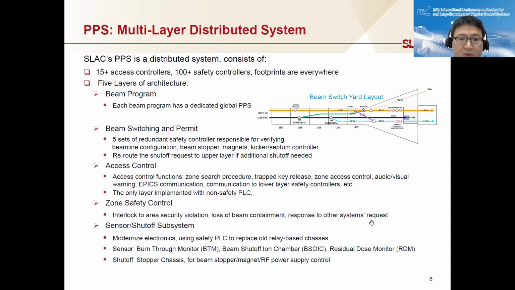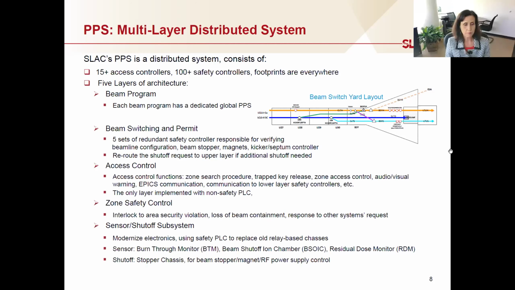And the second layer is the beam switching and the permit. All the beam switching and the permit is carried out in the beam switch yard. In the beam switch yard, because we have 2 beam sources, LCLS-I, the copper linac, and LCLS-II, the superconducting linac, either of the beams can be kicked to the soft X-ray line or hard X-ray line to generate a soft X-ray beam or hard X-ray beam. So the beam switching and permit system is responsible for judging if the beam line configuration is correct, and it also drives the permits for those kickers, septums, and beam stoppers.